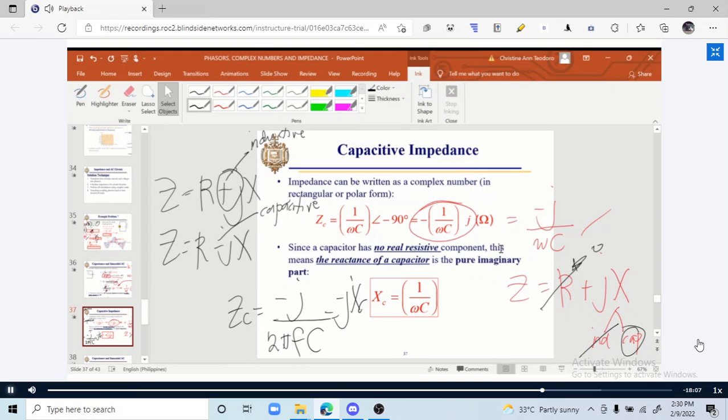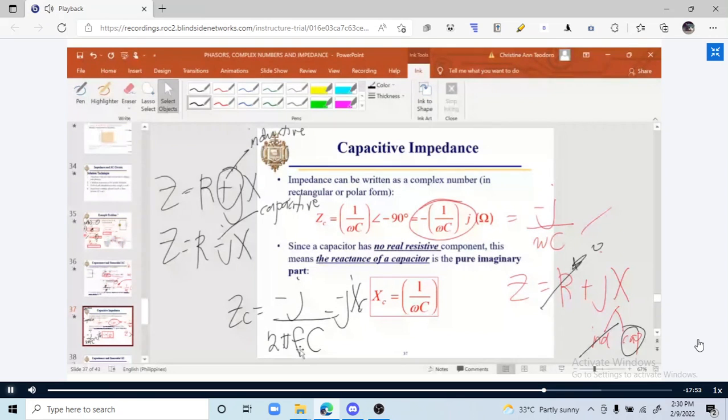ZC is also equal to negative JXC, wherein our XC is equal to 1 over omega C. And we can also say that our ZC is equal to negative J over 2 pi FC.